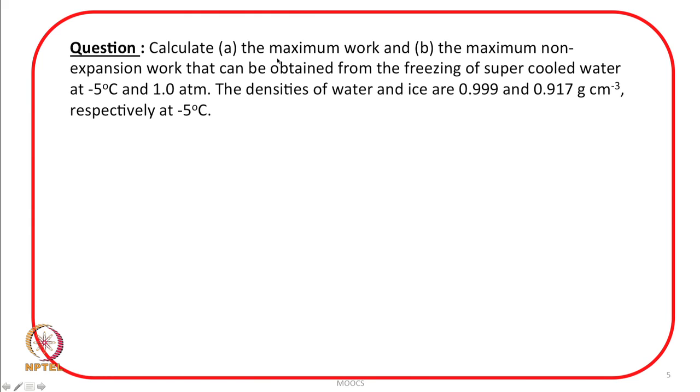We are asked to calculate the maximum work. Maximum work means we have to calculate delta A, and then we have been asked to calculate maximum non-expansion work. Maximum non-expansion work means we have to calculate delta G. So, this should be very clear: what we should calculate for maximum work and what we should calculate for maximum non-expansion work, and it is for freezing of supercooled water at minus 5 degrees Celsius and 1 atmospheric pressure.